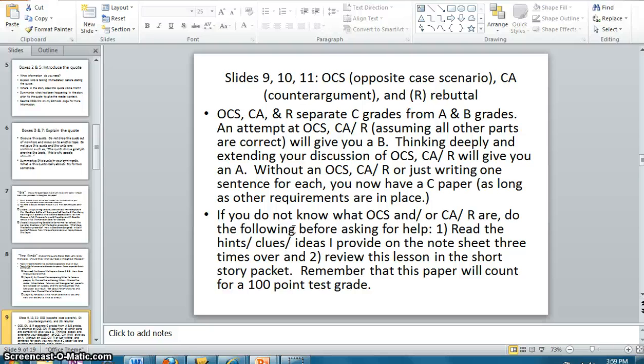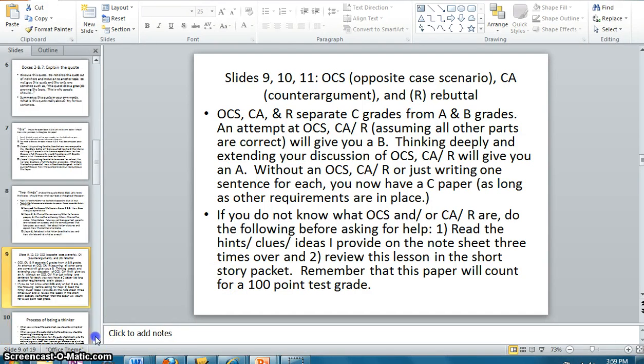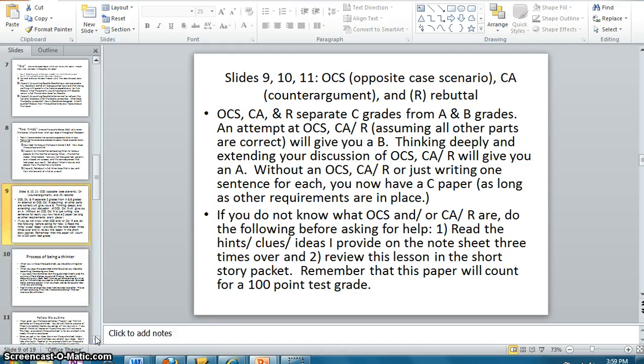Go back to my other PowerPoint tools or my short story packet to understand what this is. Ops case scenario, OCS, counter argument, CA, rebuttal, R, if you don't know what it is. Remember, look at your quote sheet. Read the clues. Read the hints I give you. I provide you a note sheet, and you need to read what I write on the note sheet three times over. Read what I write in the outline. My lesson, how to do this, is actually in the note sheet. Read what I say. You got to read what it says.